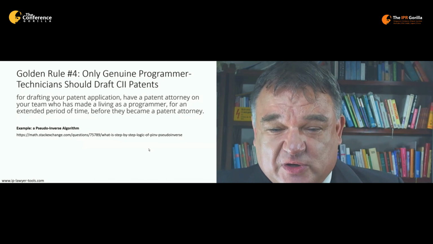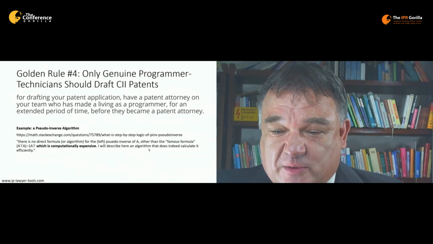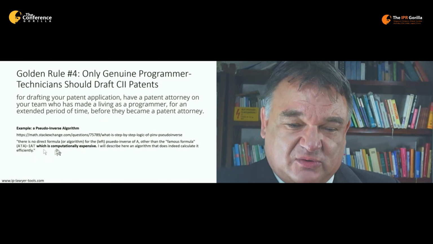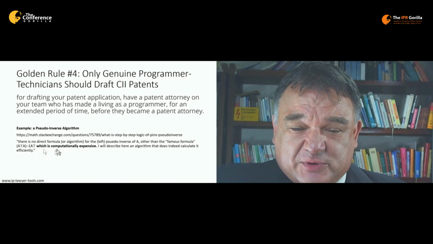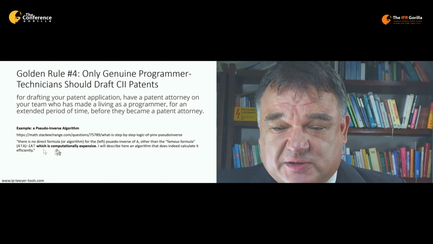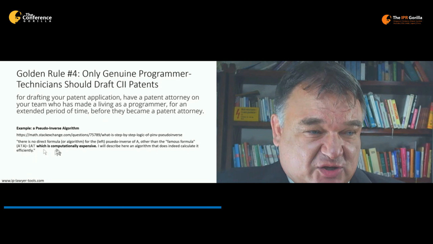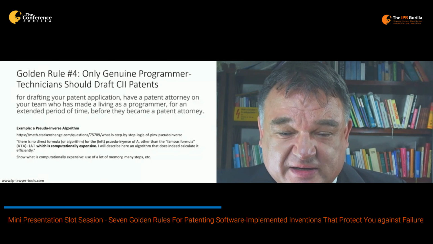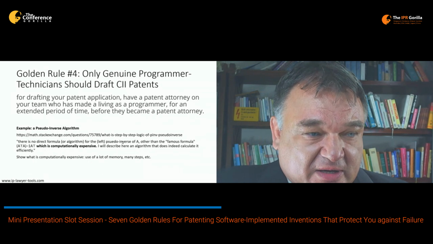There is no direct formula or algorithm for the pseudo-inverse of a matrix A other than the famous formula. Then you have this formula here, A is transposed, and you multiply and you do inverse and whatever. But the problem is this famous formula is computationally expensive, right? And below, this person described what he would suggest as an algorithm that is better, less expensive, right? What you need to do is show what is computationally expensive: use of a lot of memory, many steps, or whatsoever, right?